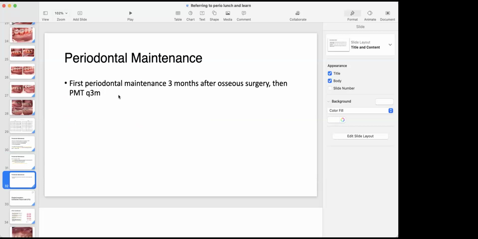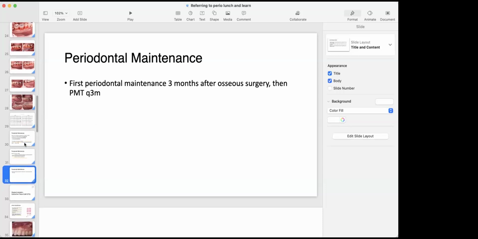With perio maintenance, usually I'll say the first maintenance is going to be 3 months after osseous surgery. But sometimes patients won't come back as quickly for treatment. So sometimes I'll let them get a cleaning in between, just because it makes the surgery a lot easier, not only for the calculus that's present, but also it eliminates some of the swelling and edema that's present when there's plaque present. So it kind of just helps me during the surgery.